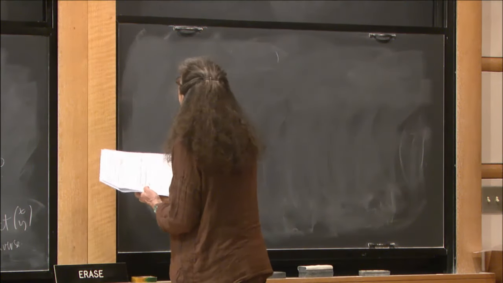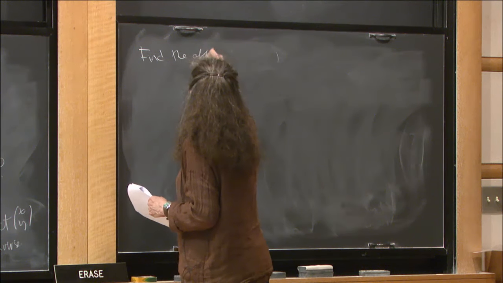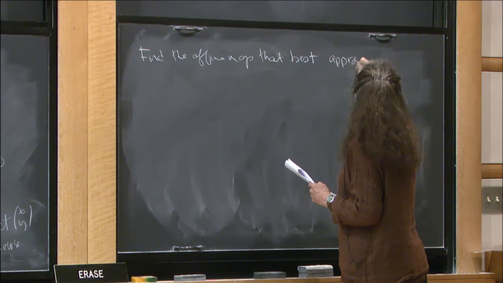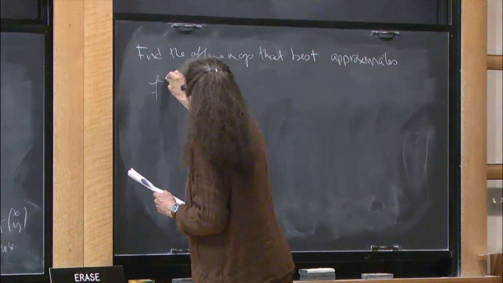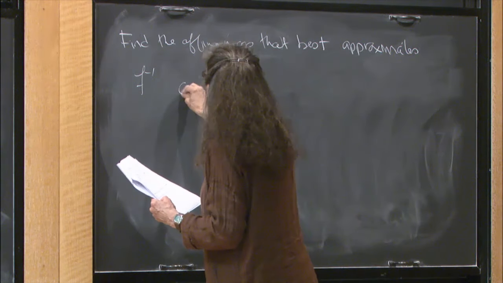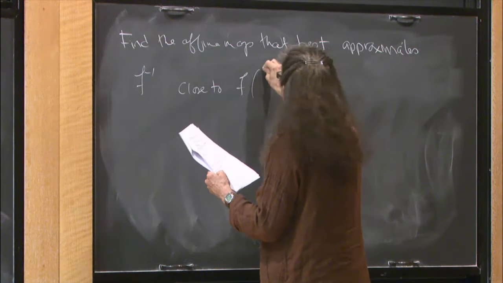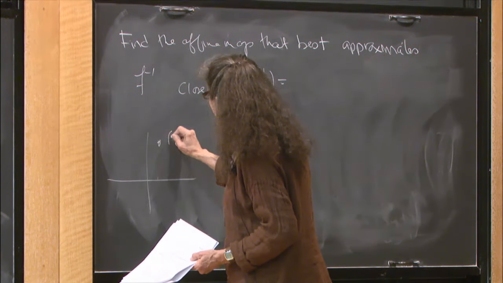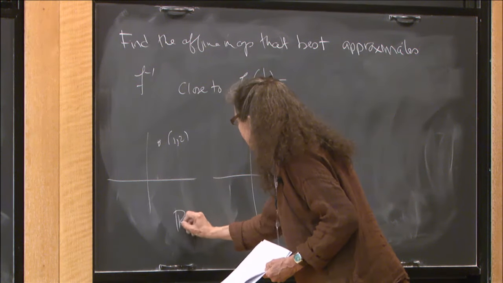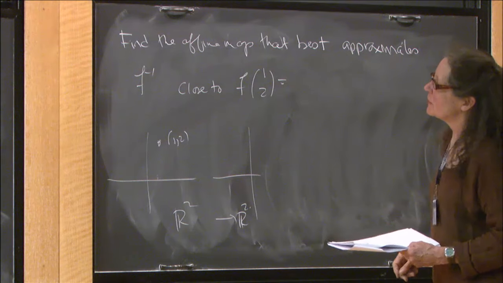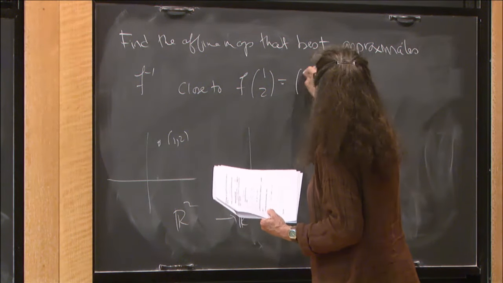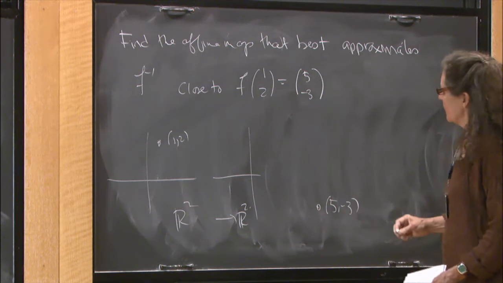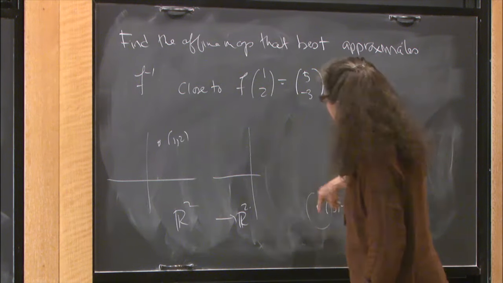So let's find the affine map that best approximates F inverse close to the point where we need F of 1, 2. What's F of 1, 2? So 1, 2 is over here, in the domain. It's taking R2 to R2. F of 1, 2 is 5, minus 3. So 1, 2 is over here, and 5, minus 3 is somewhere down here. So we want to approximate the inverse, so we're going to take a ball here to a ball here.